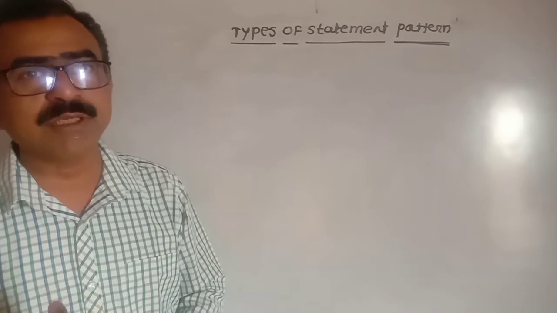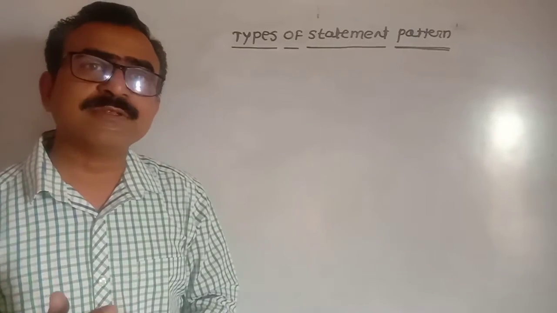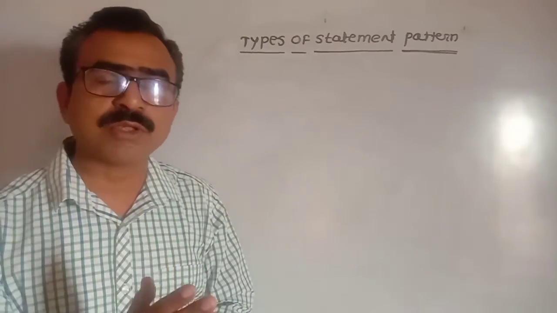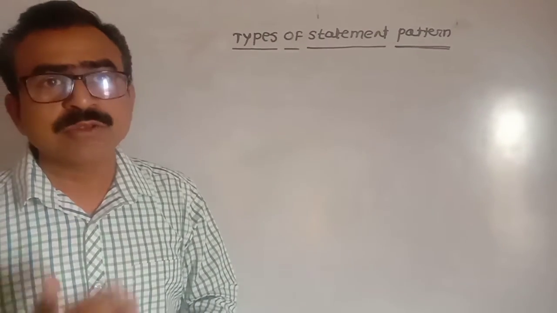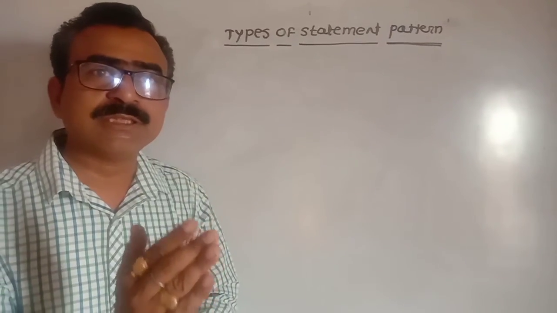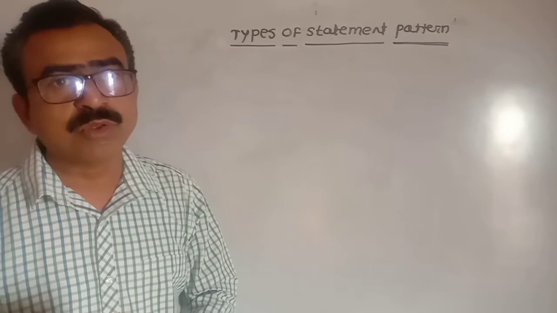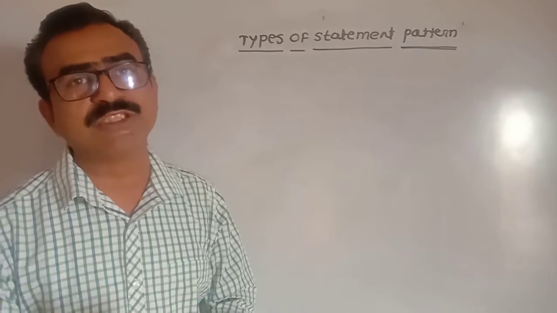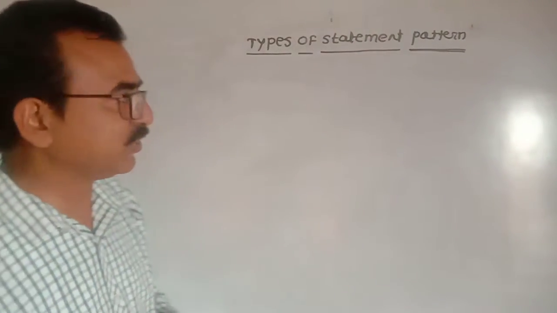Today we are going to learn about the types of statement pattern. Friends, there are three types of statement pattern: tautology, contradiction and contingency. Out of the three, the first type, tautology, we discussed in our last video. Today in this video we are going to learn about contradiction and contingency. So let us learn about contradiction.